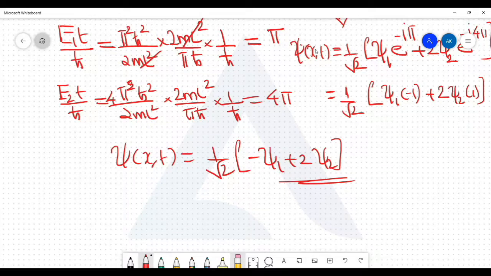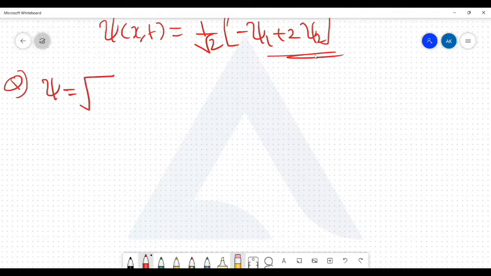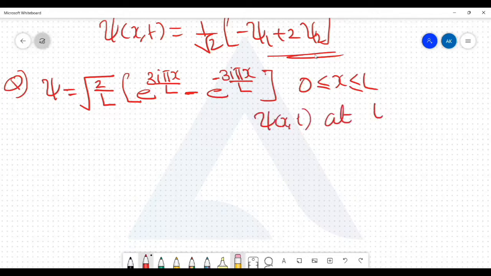Now, next type of question. Psi equal to root 2 by L into e raised to 3i pi x by L minus e raised to minus 3i pi x by L, for 0 less than or equal to x less than or equal to L, in a one-dimensional box. Find psi of x,t at t equal to m L square by 2 pi h cross.